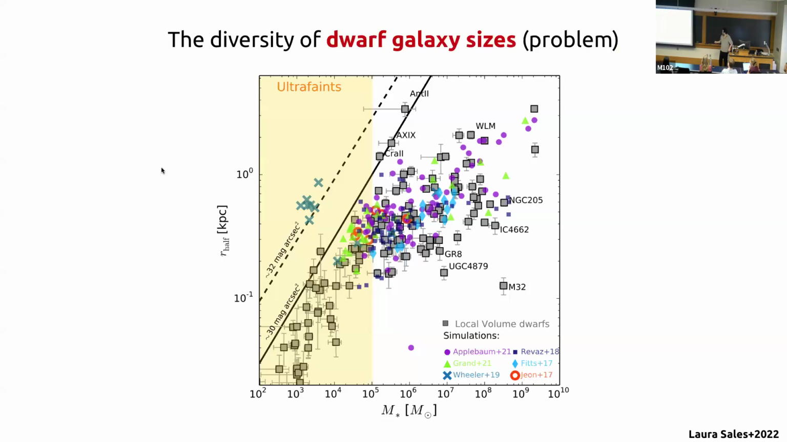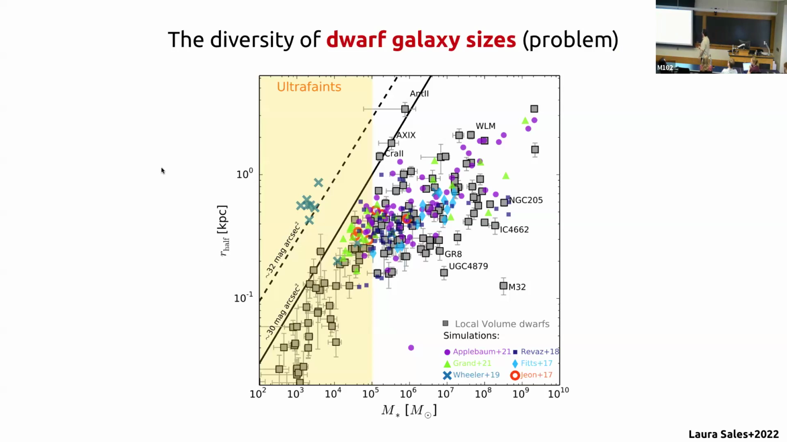Of course, there are also challenges and problems with this. So this is one example of a problem that I think is really illustrative of the kinds of things that are still challenging for us to understand in terms of galaxy formation in this extreme low mass regime. What this is showing in the horizontal axis is the stellar mass for different dwarf galaxies, both in simulations and also observations. The observations are the squares here, and the simulations are the colored dots. And in the vertical axis is the half-light radius of these galaxies.